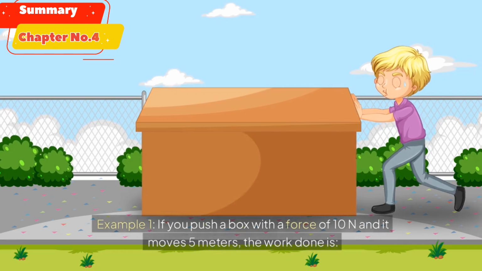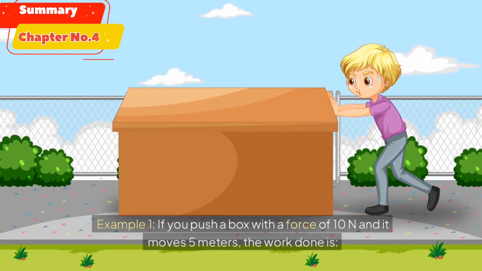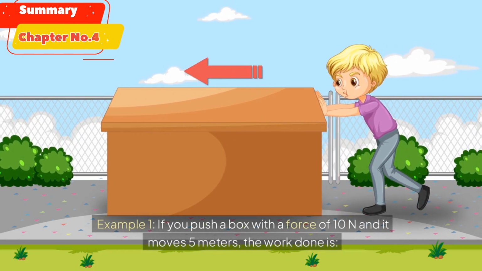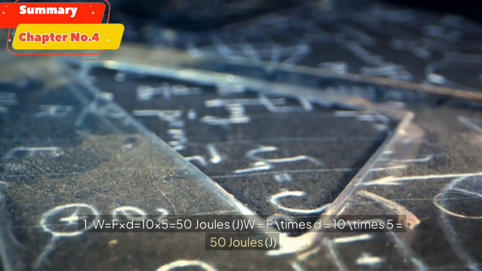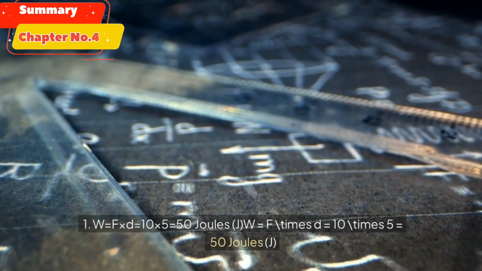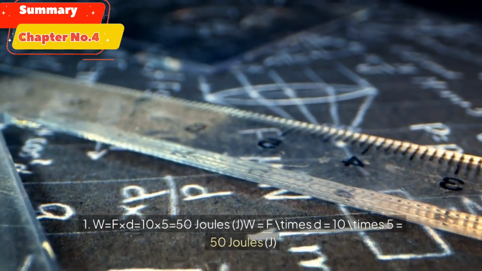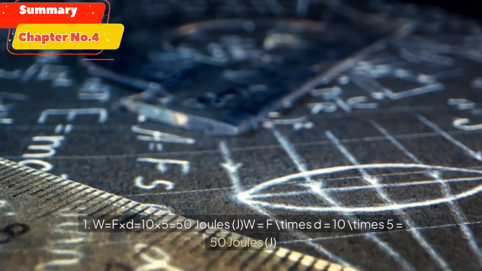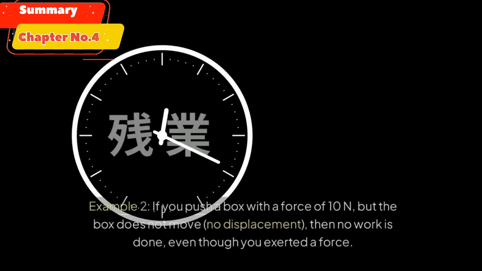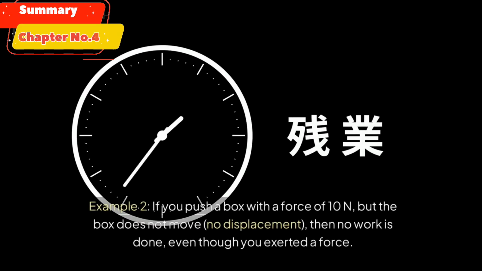Examples. Example 1. If you push a box with a force of 10 N and it moves 5 meters, the work done is W equals F times d equals 10 times 5 equals 50 joules, J. Example 2. If you push a box with a force of 10 N, but the box does not move, no displacement, then no work is done, even though you exerted a force.